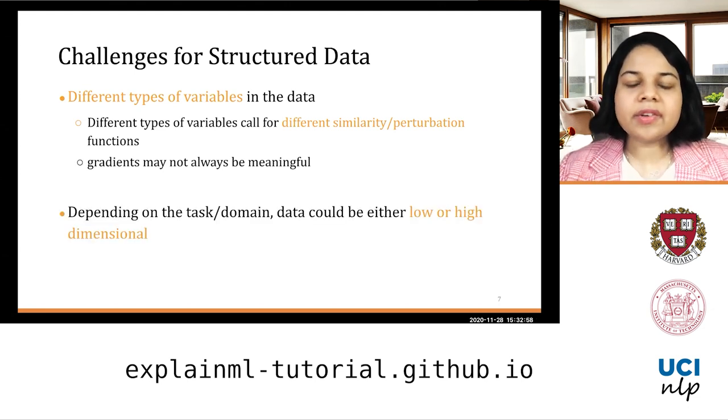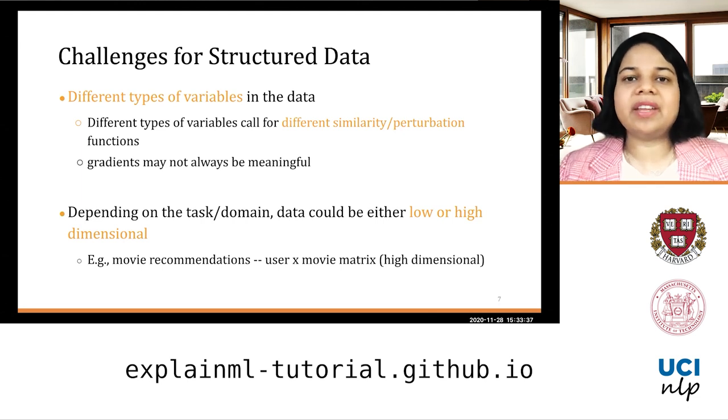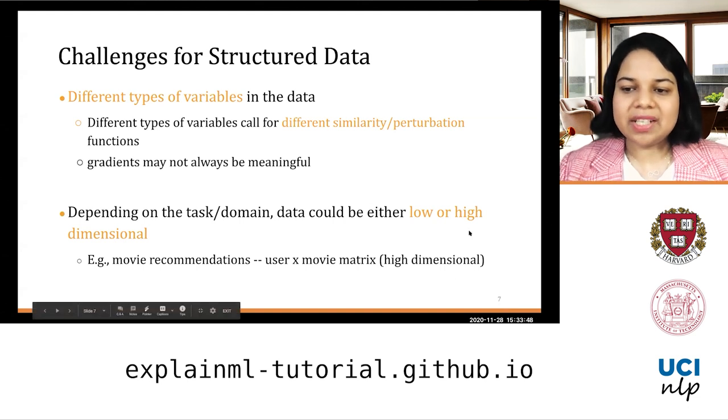And then, of course, depending on the task or the domain, data could either be low dimensional or high dimensional, and any method that we propose to construct explanations should be able to deal with both of these, right? So in some sense, the methods should be scalable so that they can deal with large scale, high dimensional data. An example of this kind of large scale, high dimensional data appears in the context of, again, recommender systems, where the data is stored in the form of huge matrices, like this user times movie matrix, which captures which movies are liked by which of the individual users, right? And that data could be huge, and it is in structured form, so explainability methods may also need to deal with this kind of high dimensional data sets.